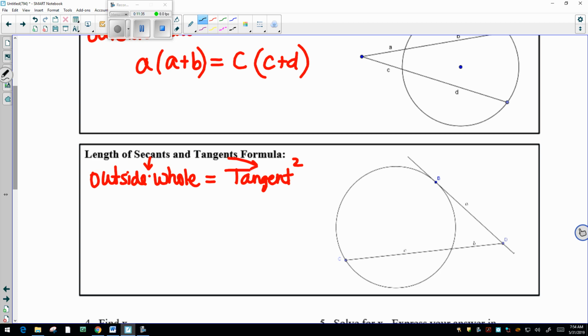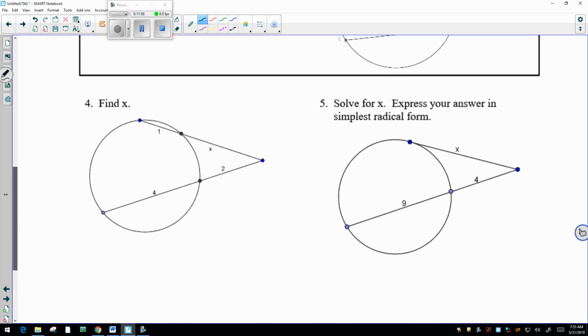Okay, so if we were to set this up for this picture, the outside part of the secant is B times the whole thing, think add, so I have B plus C. Set that equal to the tangent squared, and our tangent has a label of A, so I'm going to have A squared. Okay, so those are the two formulas we're going to be using to try and find missing lengths.